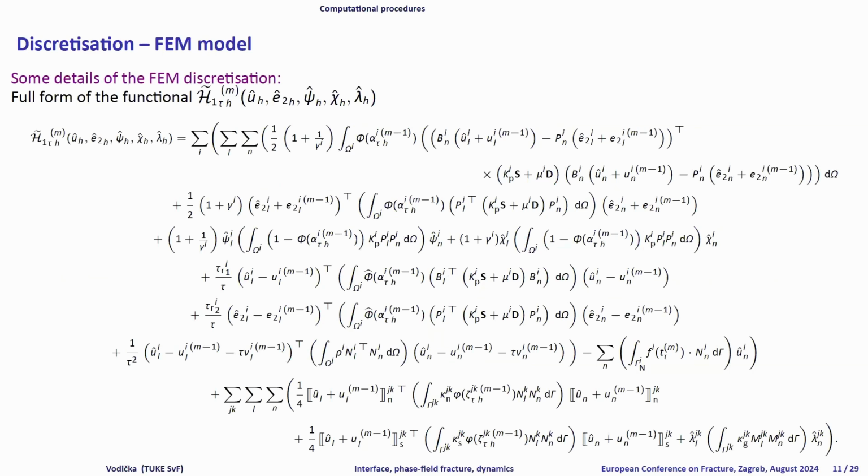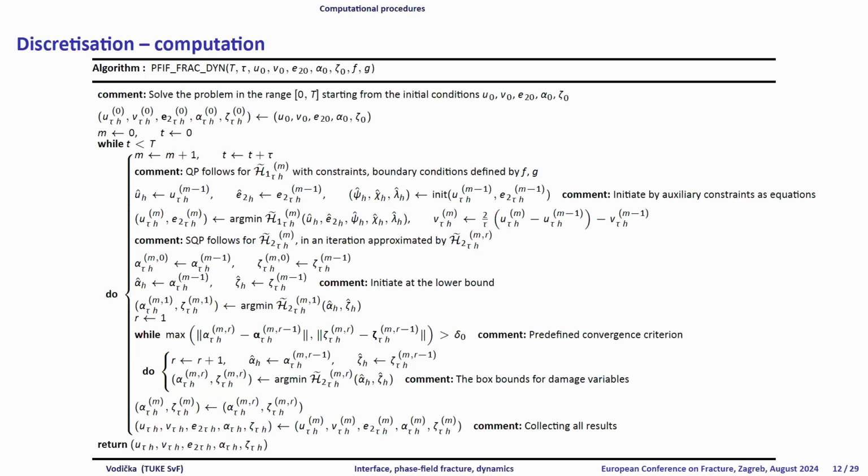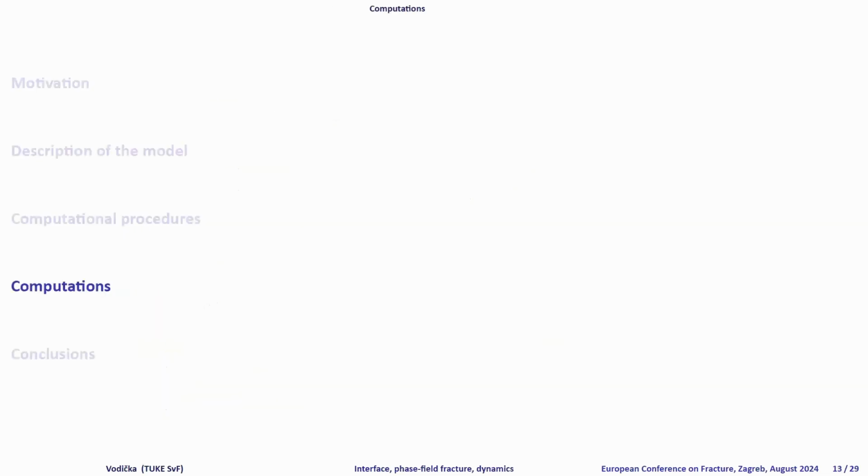So these are the details of the finite elements, not so important. The scheme of all the calculation is written here. So we can see that first we have in each time step the quadratic programming within the displacement variables, and then the sequential quadratic minimization, which has an iteration within this damage variable and provides the other part of the solution at the nth time step, and this is done in all time steps to obtain the solution.